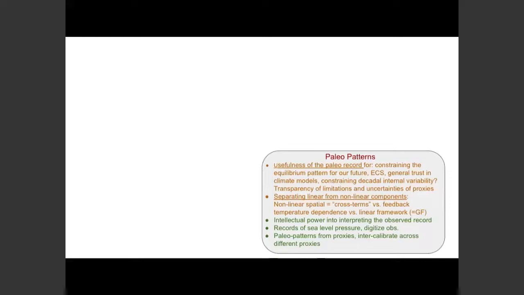A big theme coming up again and again is understanding the limitations and uncertainties of these records. And this is especially relevant for our community, as mostly we are not actually understanding these properly.